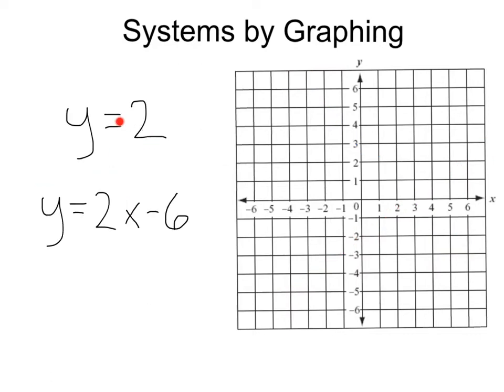Let's try another one. Here we've got y equals 2. Let's go ahead and graph that right here. That's going to be a horizontal line going through the y point at y equals 2. Next, we've got this line, y equals 2x minus 6. So my y-intercept is at -6. And my rise over run, my slope is 2/1. That's going to be up 2/1 right there. And now we can draw on our next line, okay?